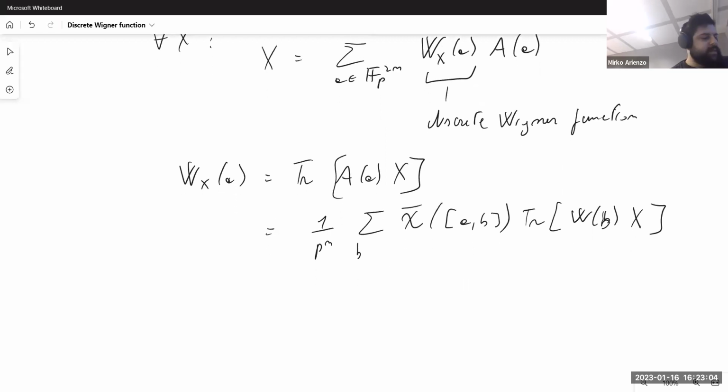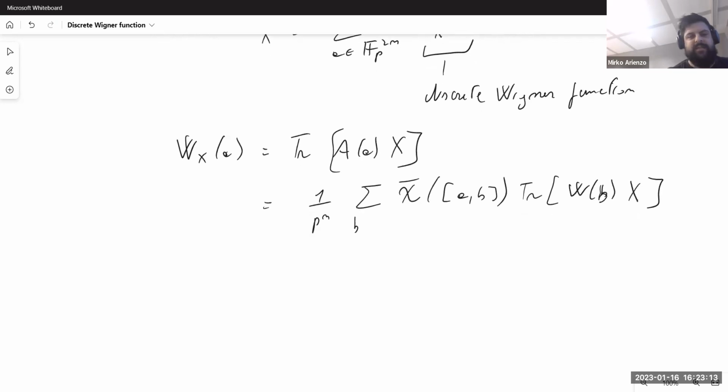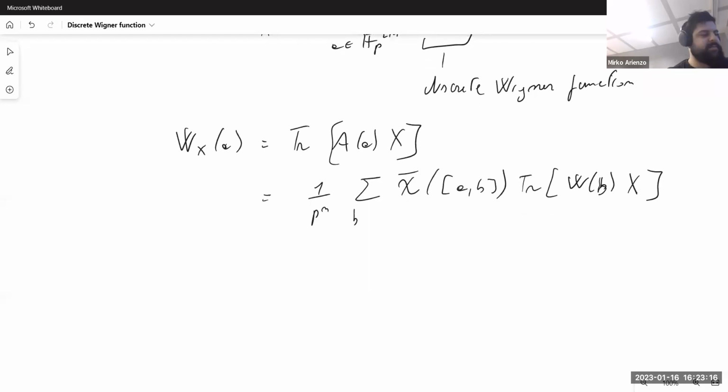Okay, that's basically it. I'm going quite fast here because I think what is done here is kind of standard. And actually, even the properties of this discrete Wigner function are basically the same as what you have in the bosonic setting, and they can just be verified by the definition. So I just want to list some of them.